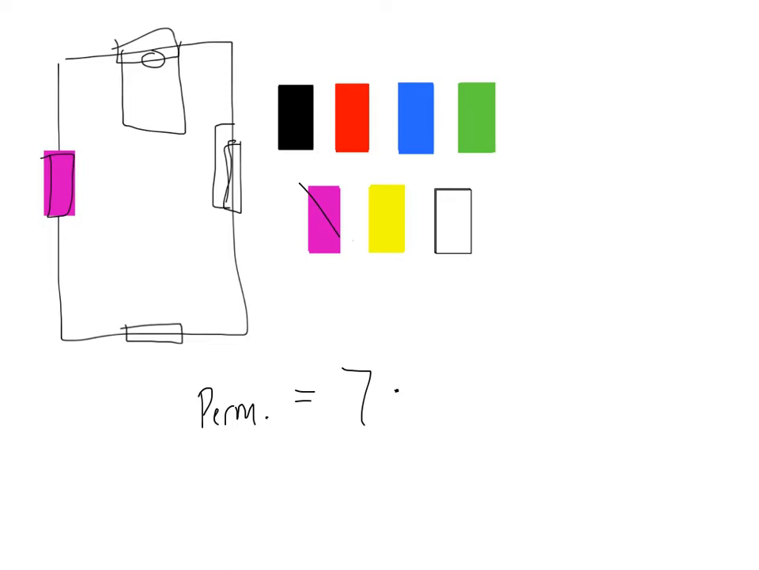You have 6 choices. Okay, so let's say you choose green. Now you go over to this wall. How many choices do you have? I already used green. Well, now you have 1, 2, 3, 4, 5. Okay, so let's say you choose the yellow poster. And again, we had 5 choices.